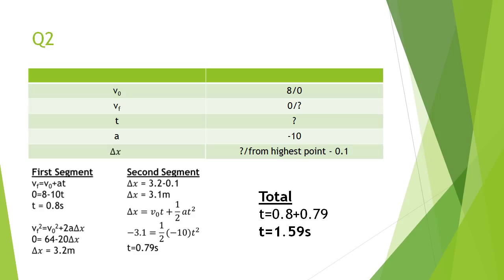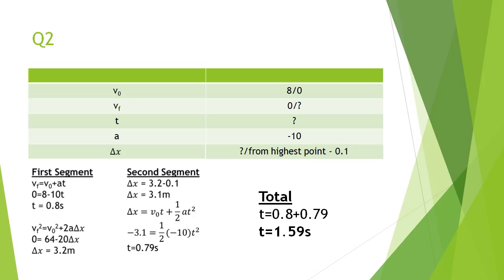So we can find the t for the first segment and the delta x for the first segment in order to find the delta x for the second segment, to find the t for the second segment. And when we add the two times together, the first and the second segment, we will find the answer, which is t. Sounds confusing, right?